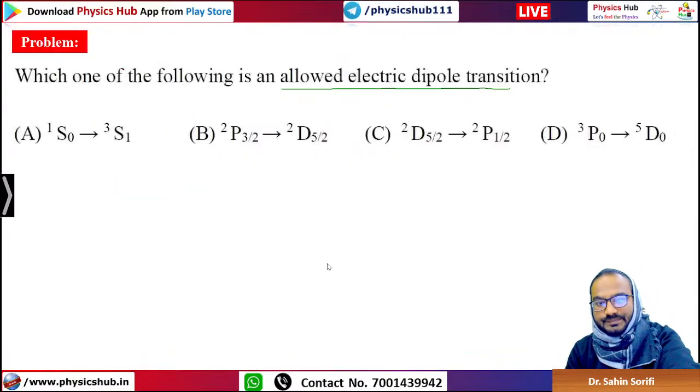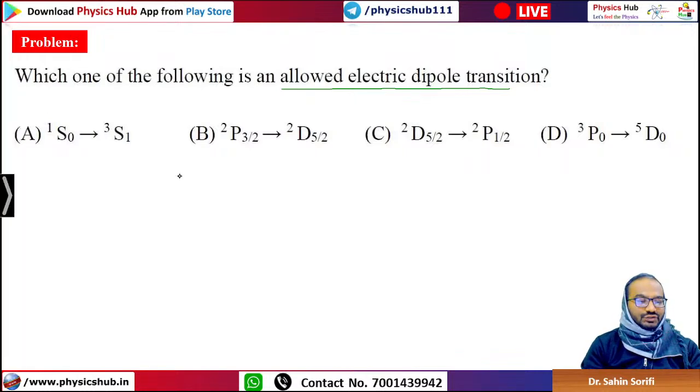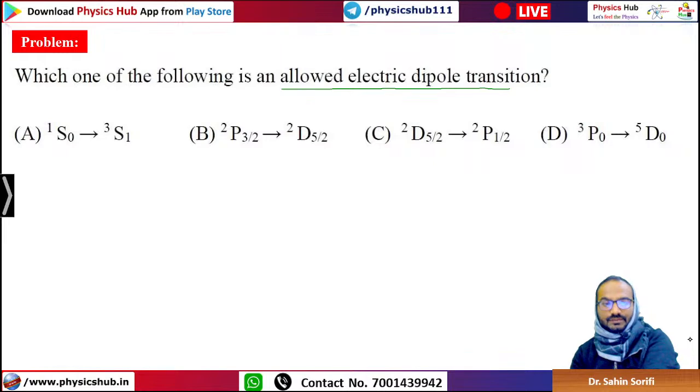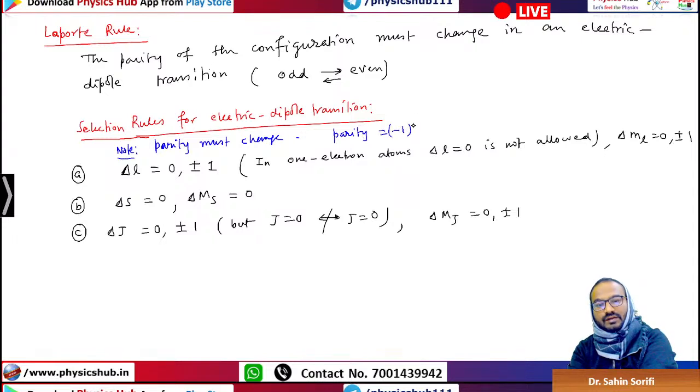So I hope you now can do it. Which one of the following is an allowed electric dipole transition? Look, as per Laporte rule, parity must change. Here, note, parity must change. You have to see this every time. And you know what is parity? Parity is determined from minus 1 to the power L. So depending on the even or odd value, parity will be plus or minus.